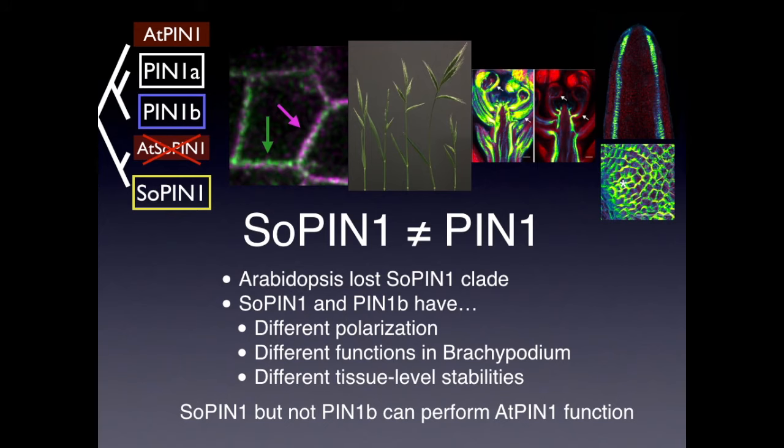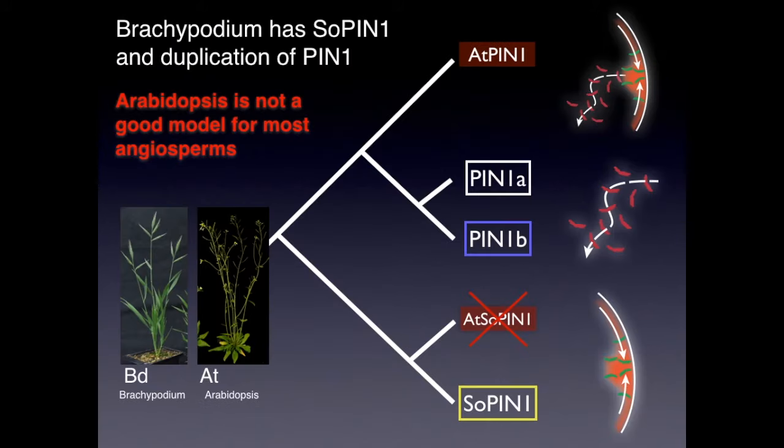So this talk is really a setup for a lot more experiments. Now we have these genetic assays. We have two proteins that we really feel like have functional differences. We have these polarization behaviors that are combined in Arabidopsis PIN1, but split between two different clades in Brachypodium. And we can really learn a lot about what controls polarization.